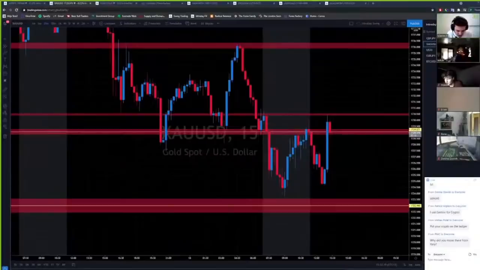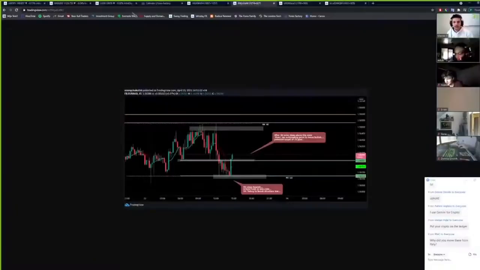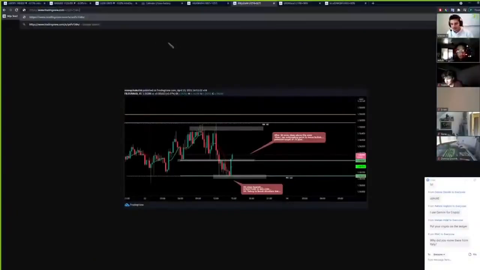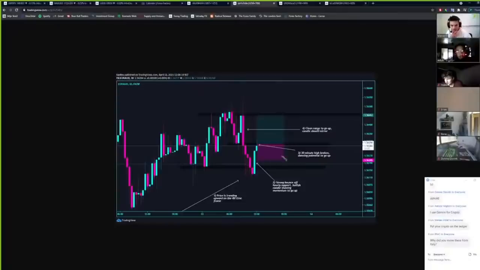Please review this chart on Euro AUD. Let's take a look at this Euro AUD chart. Nice. We're getting so many nice charts now. Everything is nicely labeled. Good job, guys. This is really nice. Price is trending upward on the 4-hour time frame. Strong bounce off hourly support. Bullish candle showing momentum to go up. Yeah, that's really nice. 30-minute high broken, showing potential to go up. Clean range to go up.